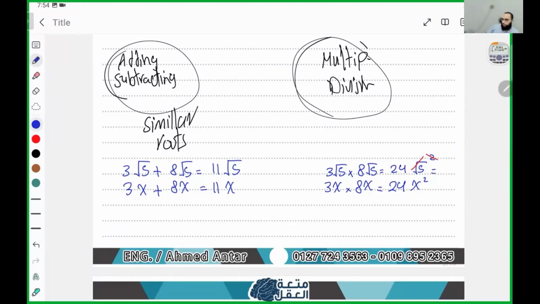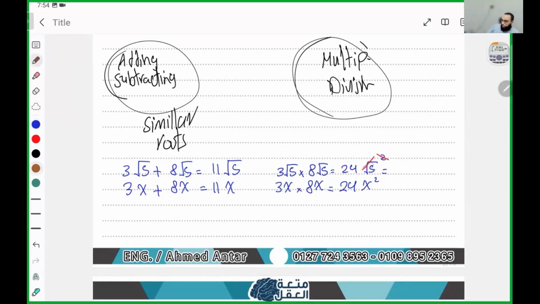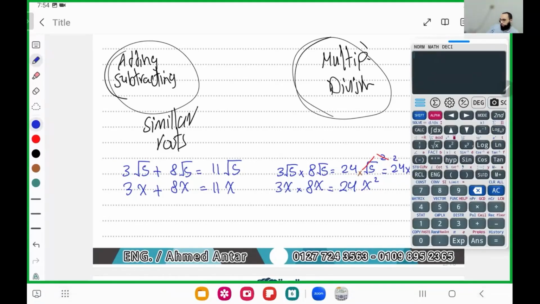Then it's 24 times 5. They are beside each other, so there is a multiplication process between them. 5 times 4 is 20, 0 and carry 2. 5 times 2 is 10, and 2 is 12. Then it's 120. Let's check with the calculator. 3 root 5, go out of the root first, then click times 8 root 5. It's 120. It's the same.